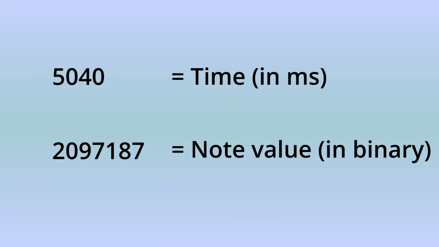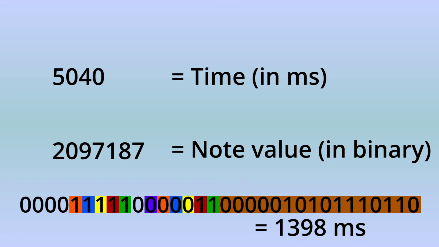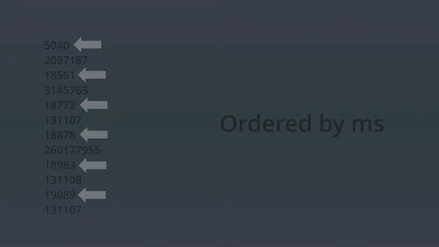Each difficulty has its own array. For drums, guitar, and bass, the first integer in the array specifies when to display the note, in milliseconds, while the second integer combines information about which colors to display, the note's length, and whether it's an accent, all encoded in binary. All notes are placed in this array, ordered by the millisecond value.